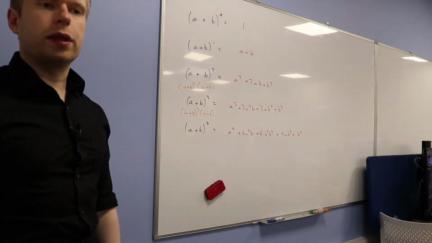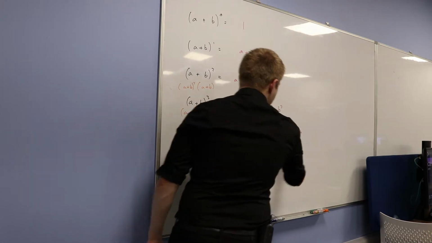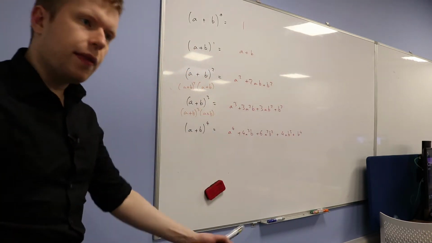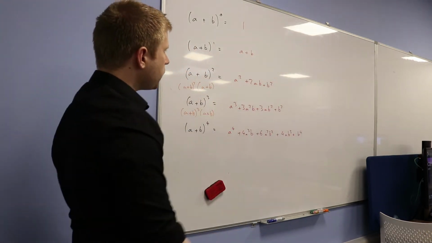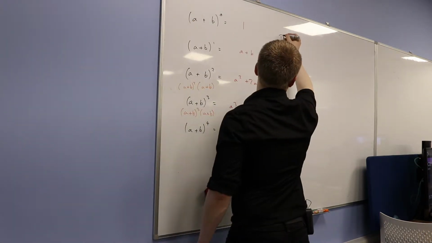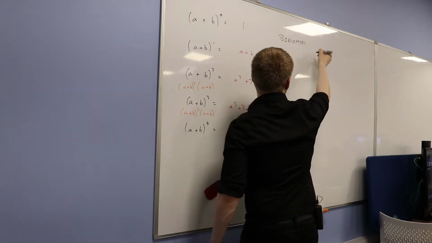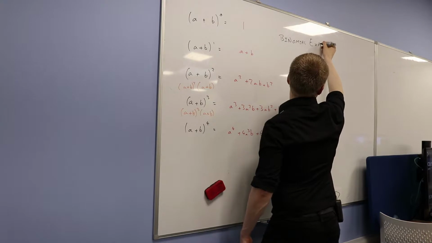And you can carry on doing this, okay? So to get a plus b to the power 5, you just multiply every single term in here by a plus b, and then you simplify, okay? Now, what I'm doing here is something called a binomial expansion, all right? Now, can anybody think, why is it called a binomial? Why is it called a binomial?